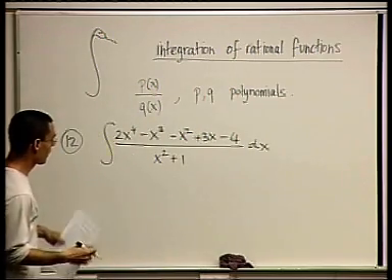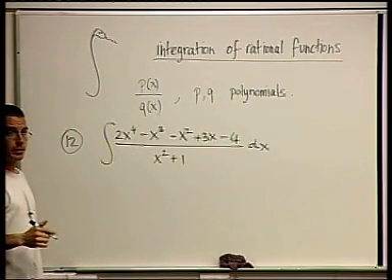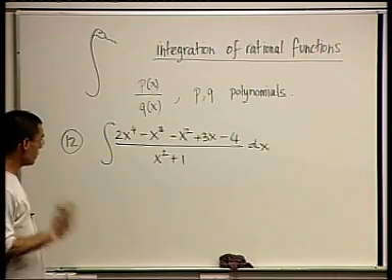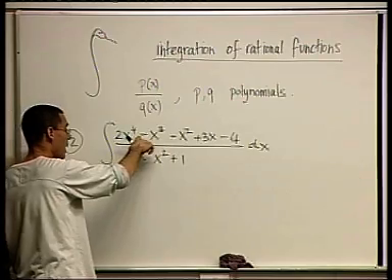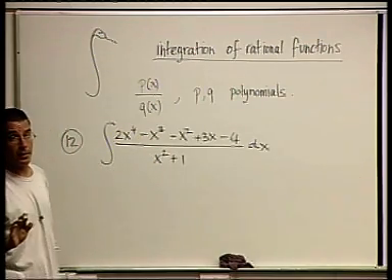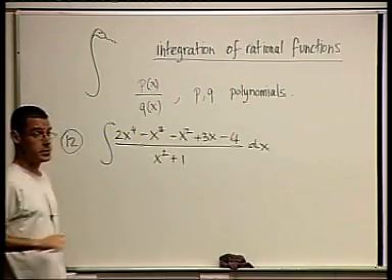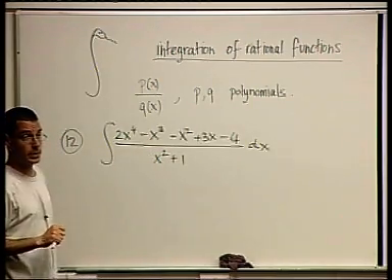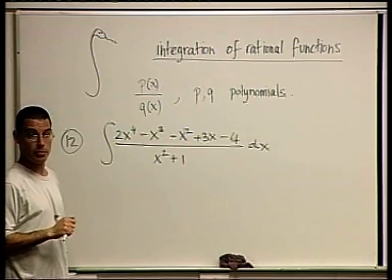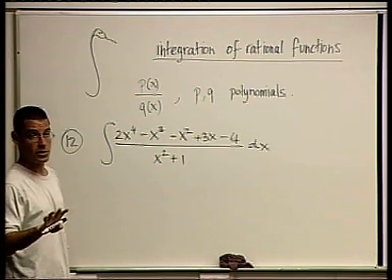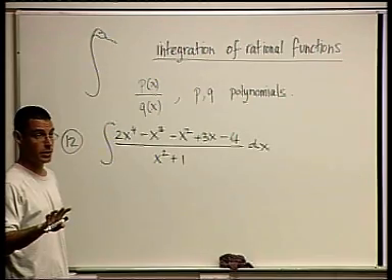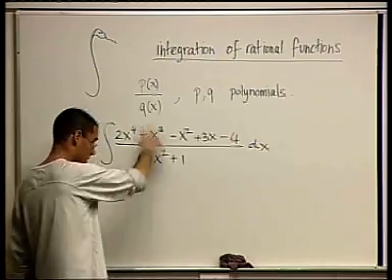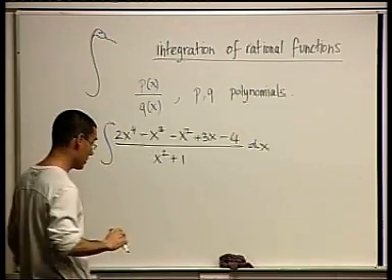Okay? The first thing you do is you check whether the degree of the top is greater than or equal to the degree of the bottom. It is in this case. And then what you do is long division of polynomials. Does everybody know how to do long division of polynomials? Is there anybody who doesn't know how? Okay, so I'm not going to do it. If you for some reason don't know how to do it, look it up or ask.